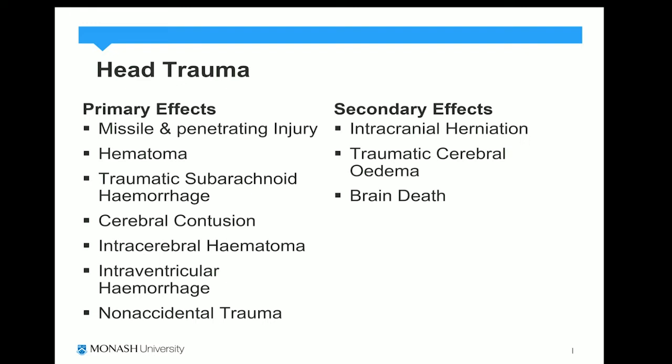Secondary effects of head trauma include intracranial herniation, and that means where a part of the brain has shifted to another part of the brain. It can either move across to the opposite side, some of it. And then we could have traumatic cerebral edema. Normally, those patients are unconscious, and they could be unconscious for quite a long time, and it can actually result in brain death.